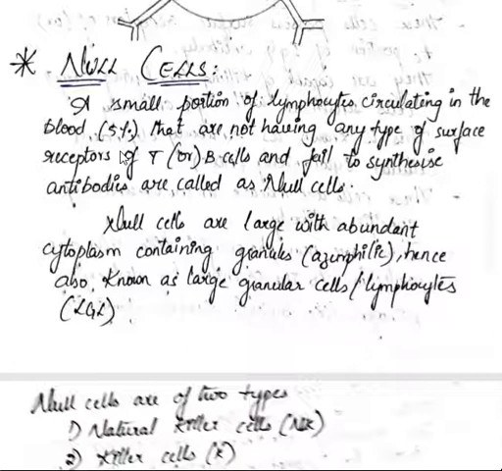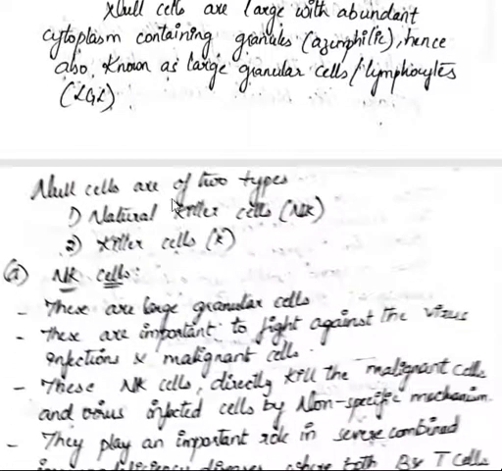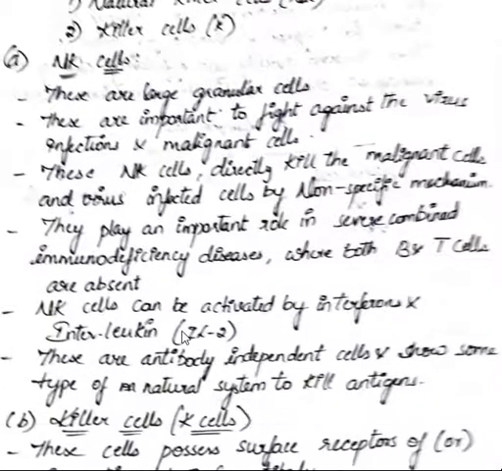Null means nothing. So they are not going to have any surface markers on them, and those are being named as null cells. These null cells are going to be large with abundant cytoplasm containing eosinophilic granules, and hence these are also known as large granular cells or large granular lymphocytes. And these null cells are again of two types. One is natural killer cells, another one is the killer cells.